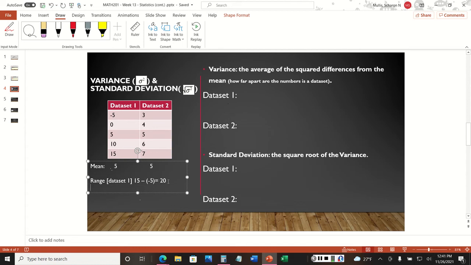The range for data set 2 is equal to 7 minus 3, and that equals 4. Again, what this range is telling me is that the data set 1 numbers are farther apart from the mean than the data set 2 numbers, because the range for data set 1 is 20, whereas the range for data set 2 is 4. So they're further apart in data set 1 versus data set 2.